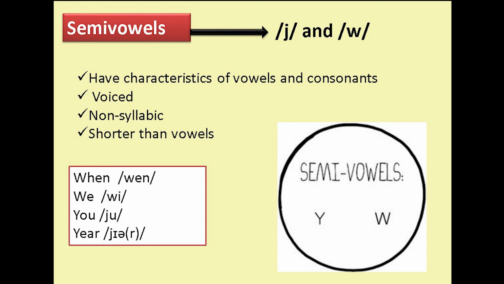They contrast with vowels by being non-syllabic. In addition, they are usually shorter than vowels. For example, the words when, we, you, and ear can be pronounced with two syllables.